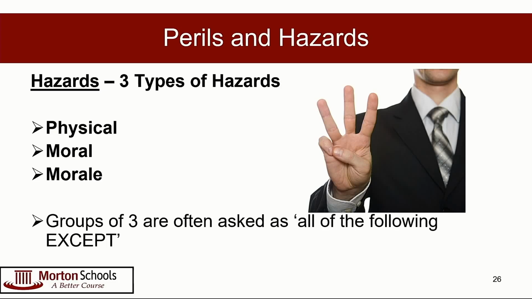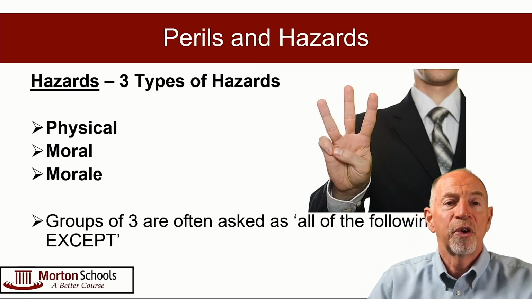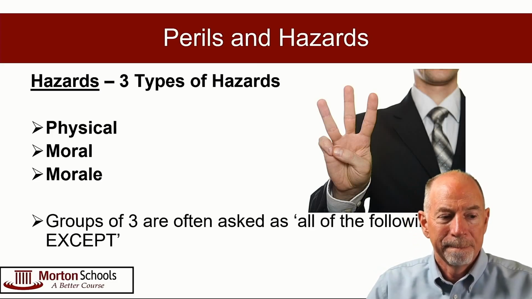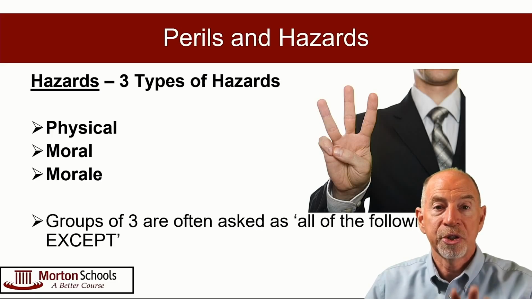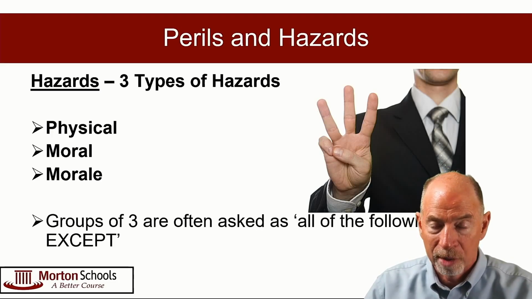So there's 3 types of hazards: physical, moral, and morale. And with this group of 3 types of hazards, it is really normal on the test for them to say all of the following except. So they'll throw those 3, physical, moral, and morale. Then they're going to throw some 4th thing in there, and you've got to figure out which one's the odd duck. Now, they do occasionally ask about these individually, so let's talk about that.